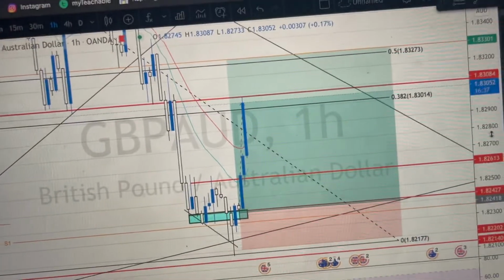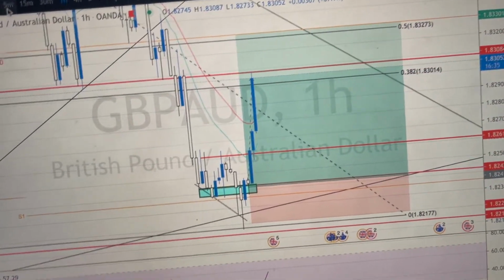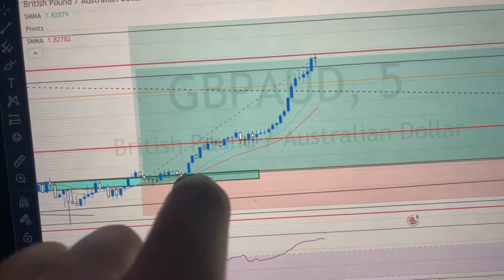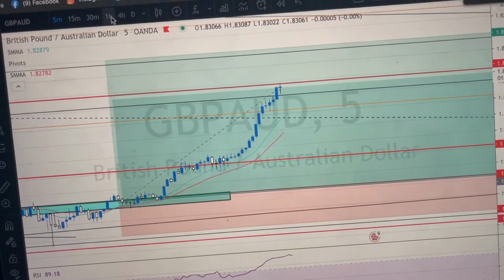Absolutely killed this trade, guys. I'm going to go back to the 5-minute chart so you guys can see. We got in right here. Price is just going all the way up.